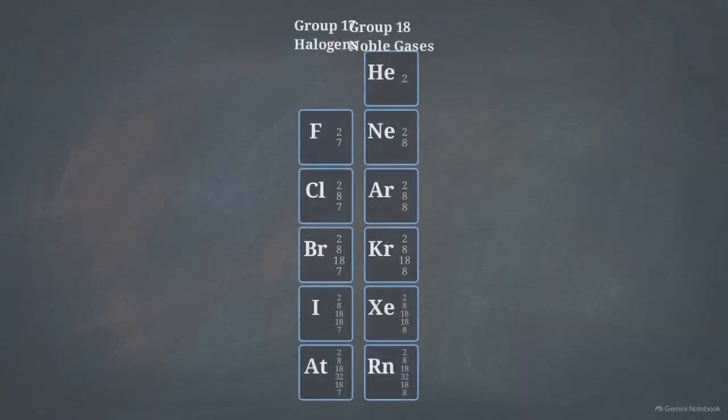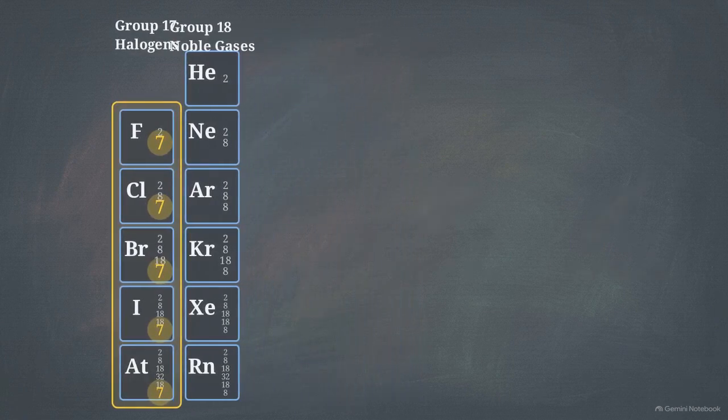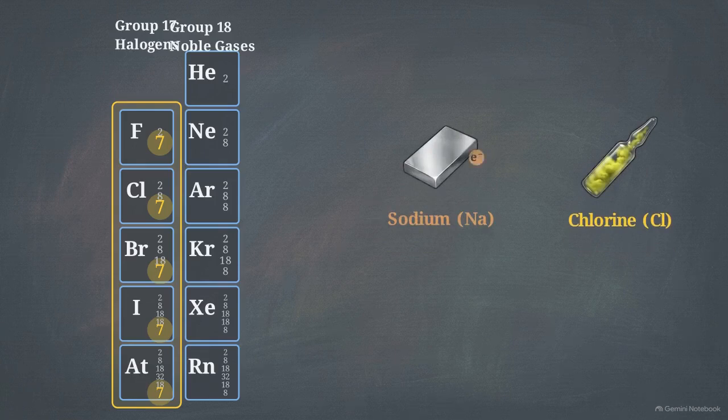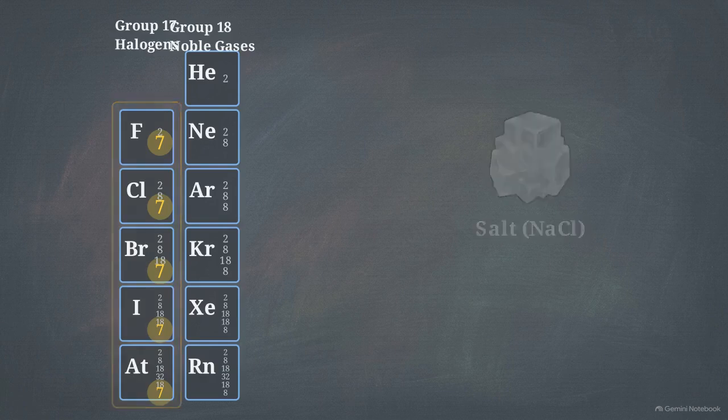Group 17, the halogens, contains elements with 7 outer electrons. Because they require exactly 1 more electron to complete their shell, they are aggressive chemical partners for Group 1 metals. This interaction allows sodium and chlorine to bond and form salt.